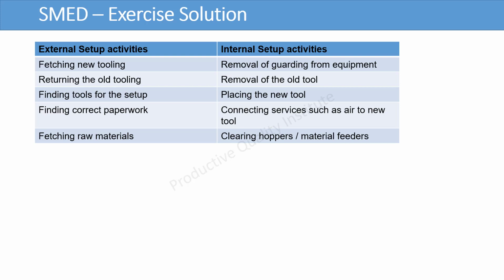External setup activities are fetching new tooling, returning the old tooling, finding tools for the setup, finding correct paperwork, fetching raw materials. Internal setup activities are removal of guarding from equipment, removal of the old tool, placing the new tool, connecting services such as air to new tool, clearing hoppers, material feeders.